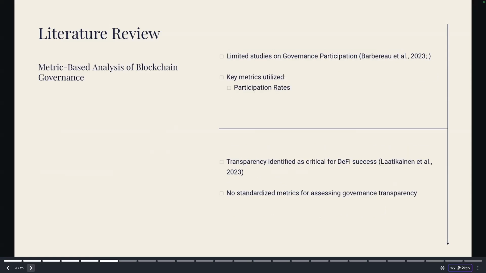Then there are some limited studies on governance participation, mainly looking at participation rates. Do people really participate in voting on proposals? Moreover, transparency is another crucial rubric that is identified as critical for the success of DeFi. However, there are not really any standardized metrics for assessing transparency in governance tokens.